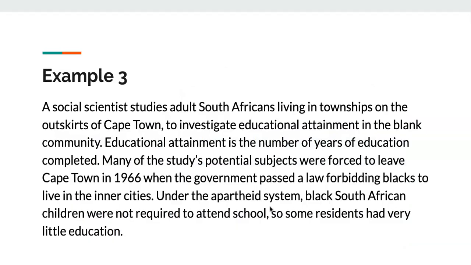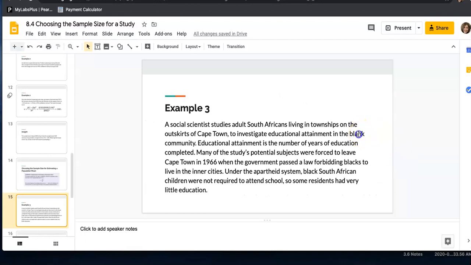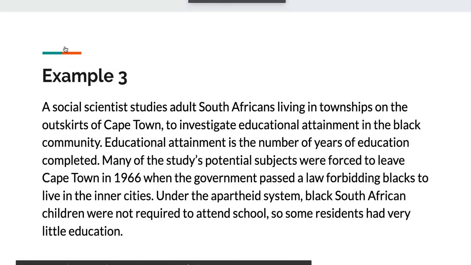A social scientist studied adult South Africans living in townships on the outskirts of Cape Town to investigate educational attainment in the Black community. Educational attainment is the number of years of education completed.